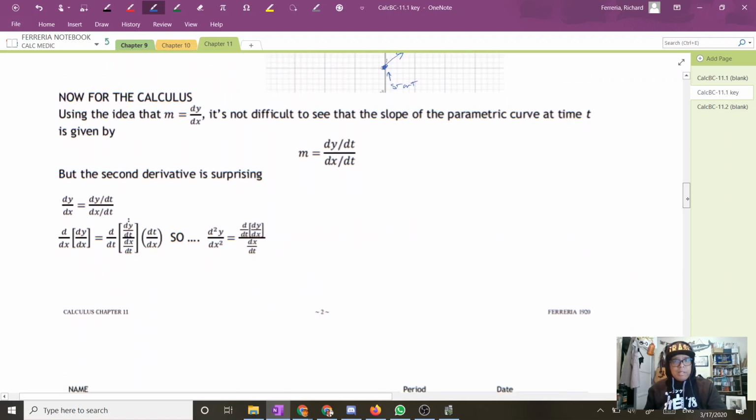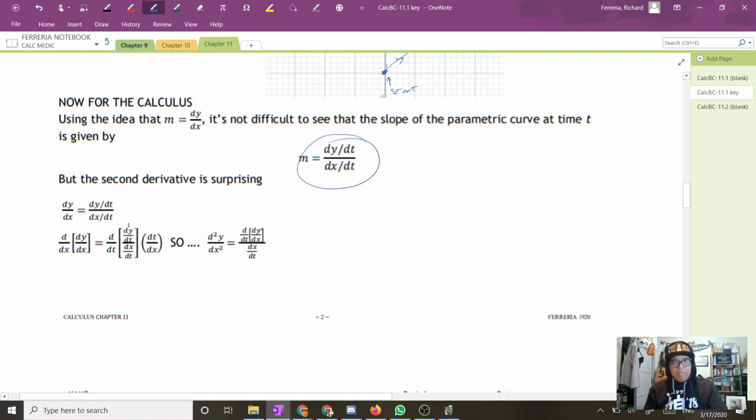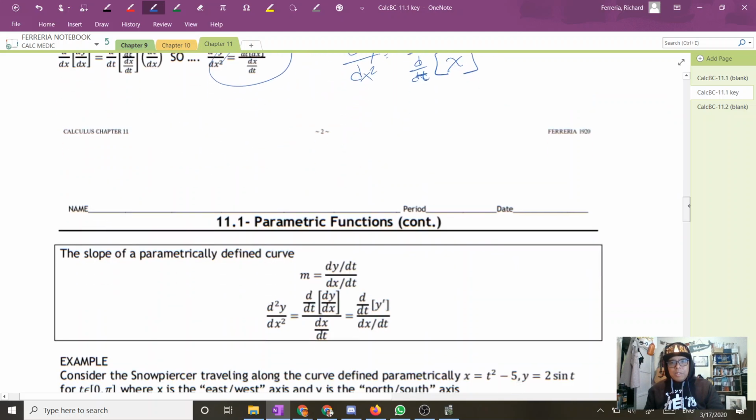Okay, so now it's time to calculus. First one, the derivative, that should make sense. dy/dx is just dy/dt over dx/dt. The next one is a second derivative. That one doesn't make as much sense. There is some derivation here which you might want to look at, but I'm not going to worry too much about it. We should just know that the second derivative of y with respect to x is the derivative with respect to t of the slope equation divided by the derivative with respect to t of x. Okay, I know, doesn't make a whole lot of sense, but we're just going to have to live with it.